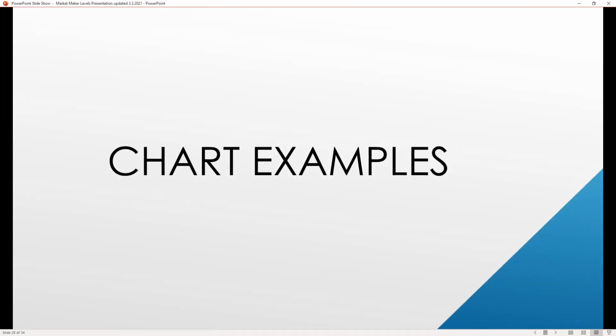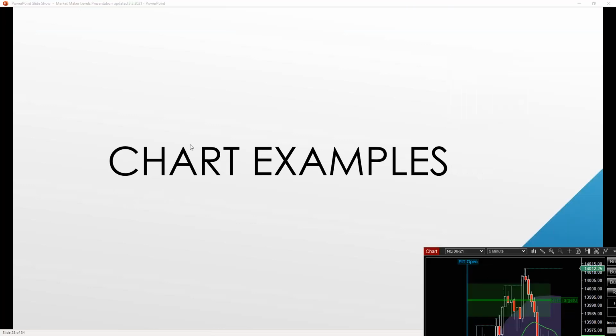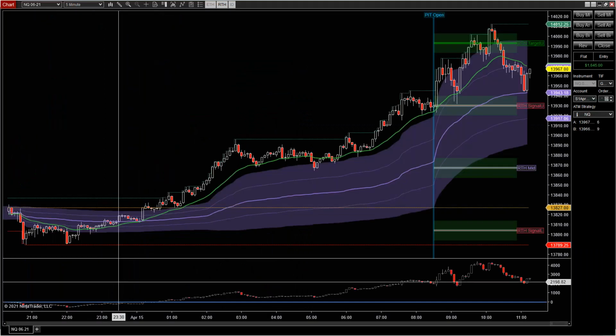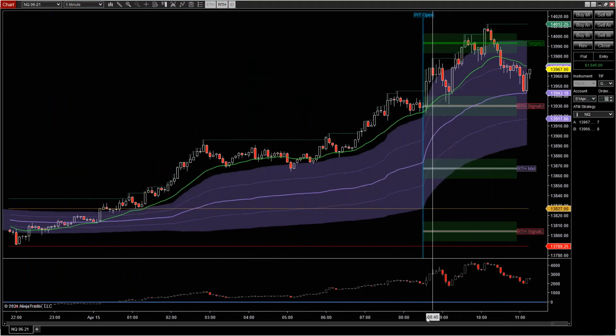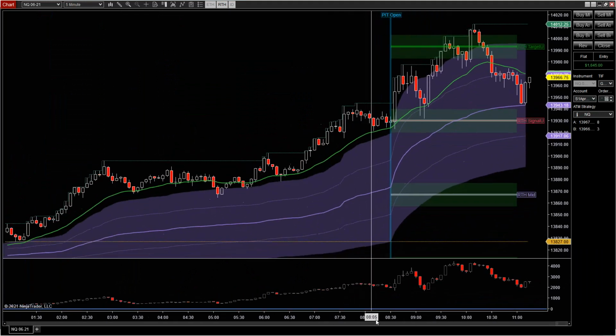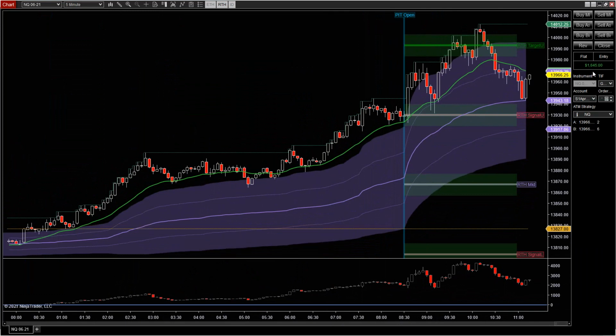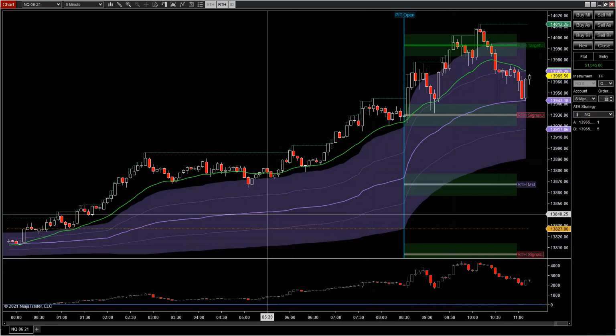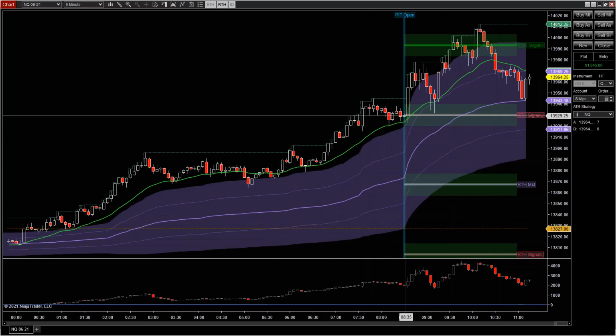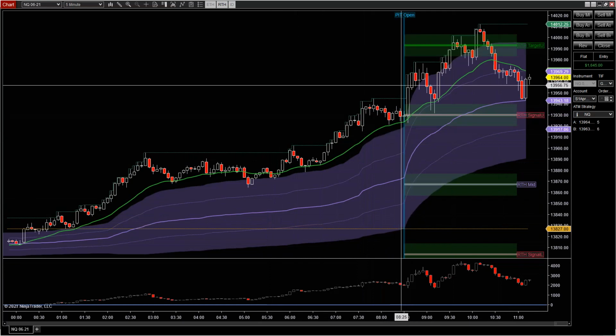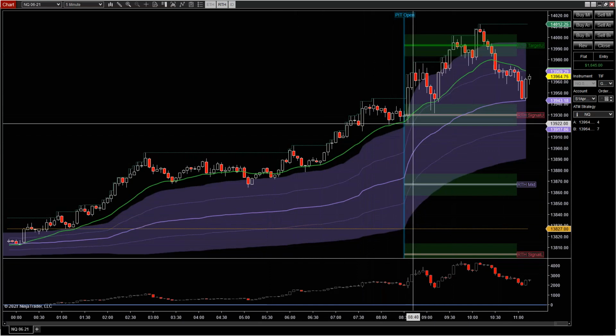All right, so let's do what we all really want to do, which is see what these charts look like in action. Okay, so this is today on the NQ, right? And you'll notice here that we finished the day up 1645 in our live day trading chat room. As the market opens, it opens right on top of this RTH signal, this yellow line here.